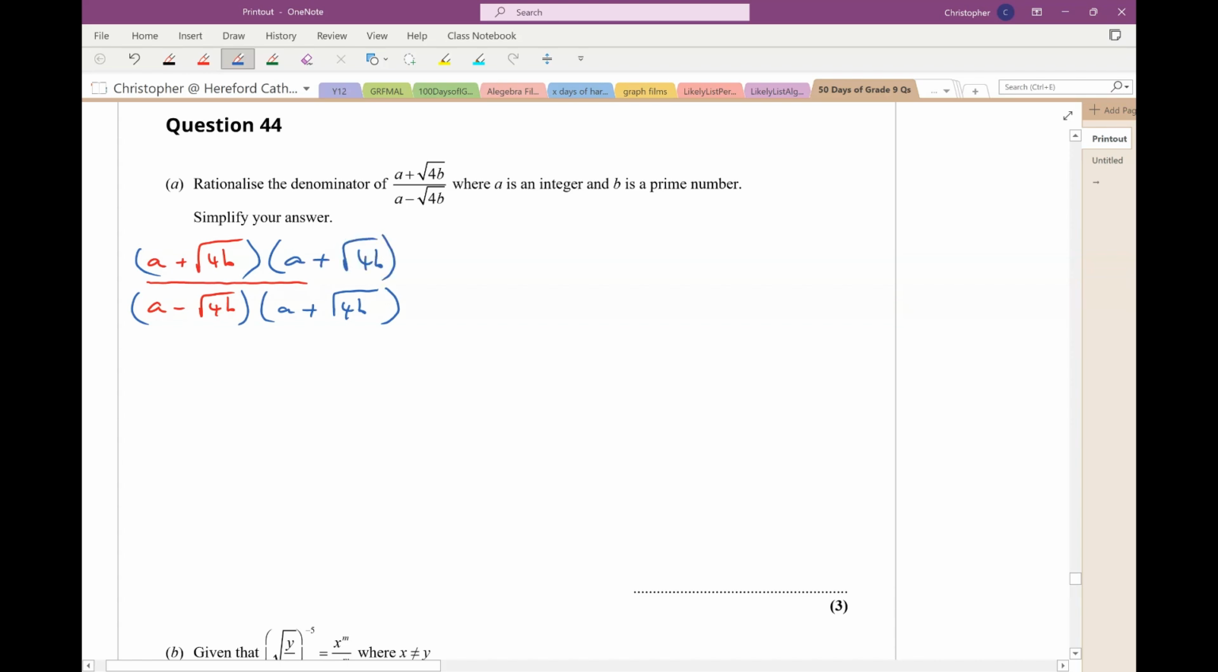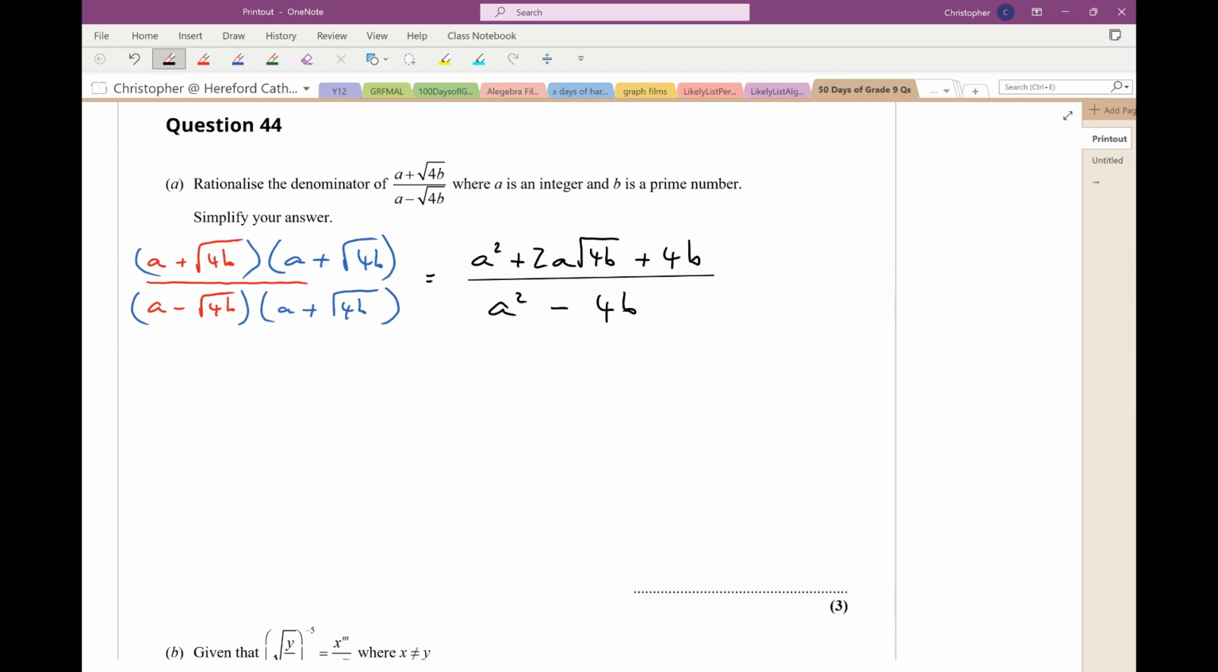So let's just do that carefully, shall we? So on the top, I'm going to have a times a squared. I've got a times root 4b twice, plus 2a root 4b. And then I've got root of 4b times the root of 4b, which will just give me 4b. Now on the bottom here, I've got a times a is a squared. Now the middle terms will disappear, and then I've got minus the square root of 4b times the square root of 4b, so minus 4b.